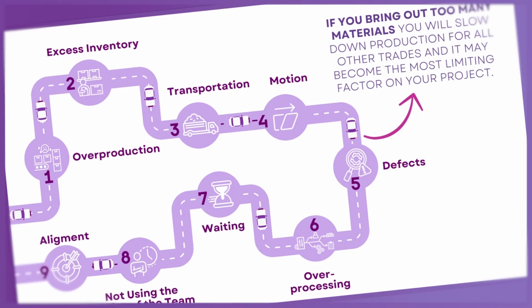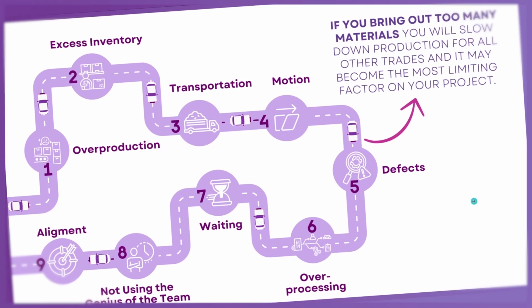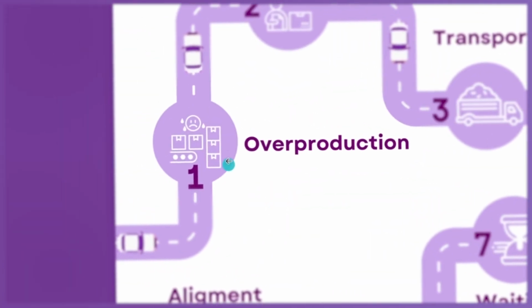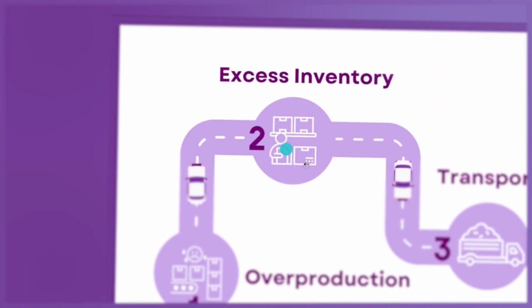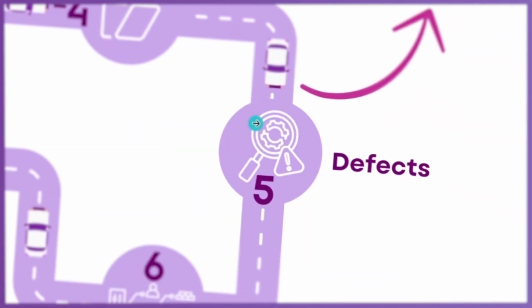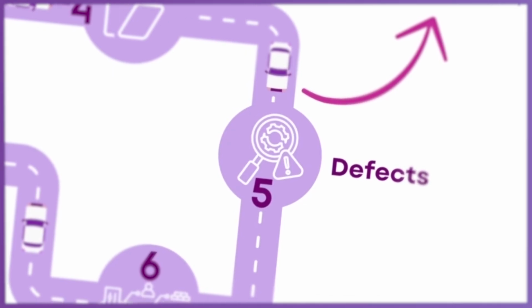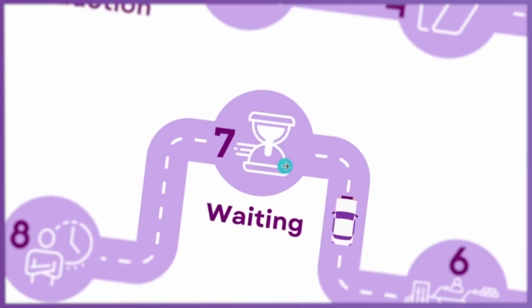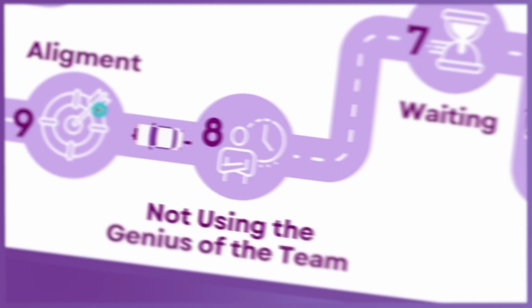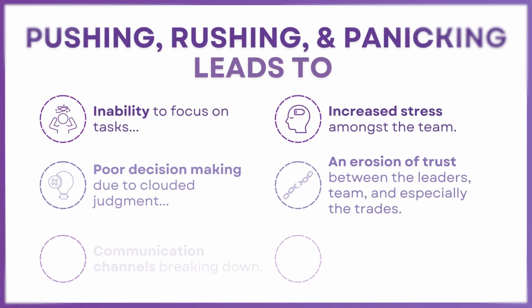And so one of the things that you will also see in this context is that if you start to bring out more people, you'll also bring out too many materials, which leads to overproduction, which leads to excess inventory, meaning you have to transport it, you have motion. Now you have defects from either taking your focus off of quality or actually moving the parts, which leads to overprocessing to fix it, waiting, and this was all a waste because you didn't use the genius of the team and you're not in alignment. So there's even further waste from trade stacking or trade burdening.